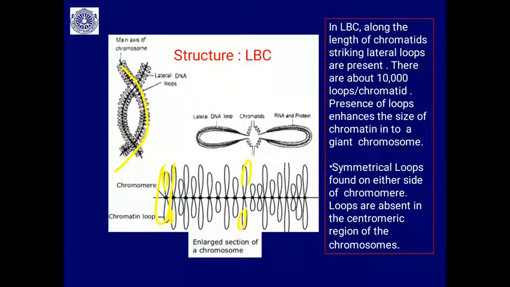You can see these loops are found on either side of the chromomere. The loops are absent in the centromeric region of the chromosomes. This is the chromomere, and from this region you can see the looping of the chromatid. This is one chromatid of the homologue, and this is another chromatid of the homologue. You know that one chromosome has two chromatids during the division stage.